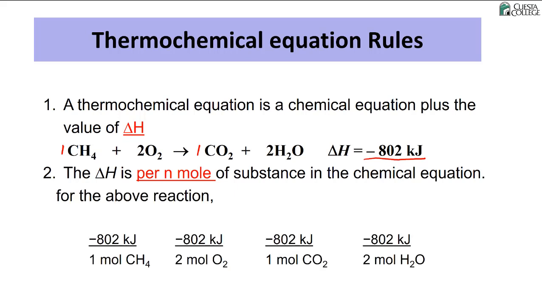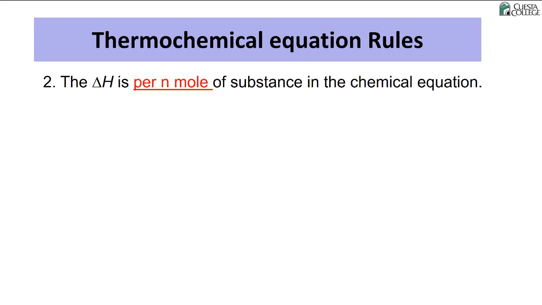So for methane, CH4, there's 802 kilojoules per 1 mole of CH4. For oxygen, it's 802 kilojoules for every 2 moles of O2, where the 2 in that ratio comes from the coefficient. CO2 is back down to 1 mole, and water, H2O, also has 2 moles of H2O in the denominator.